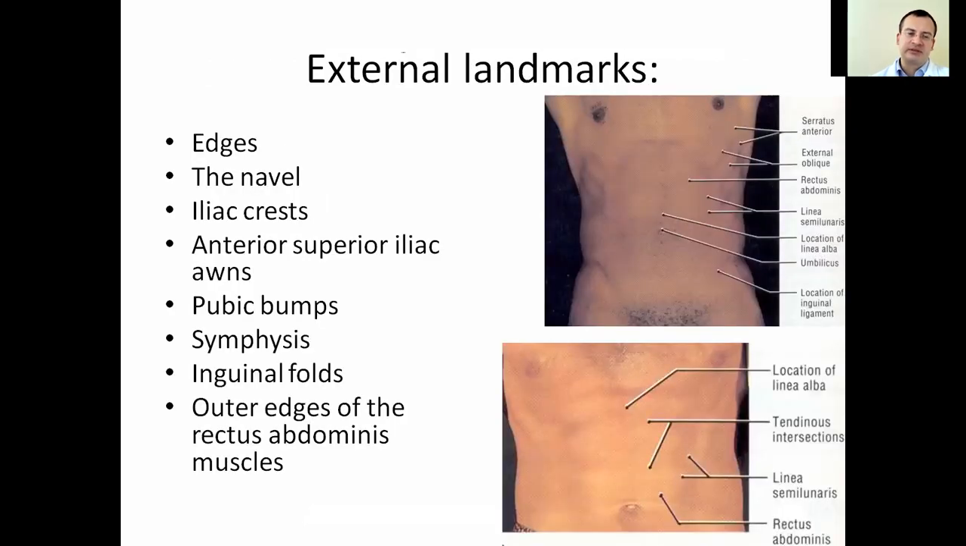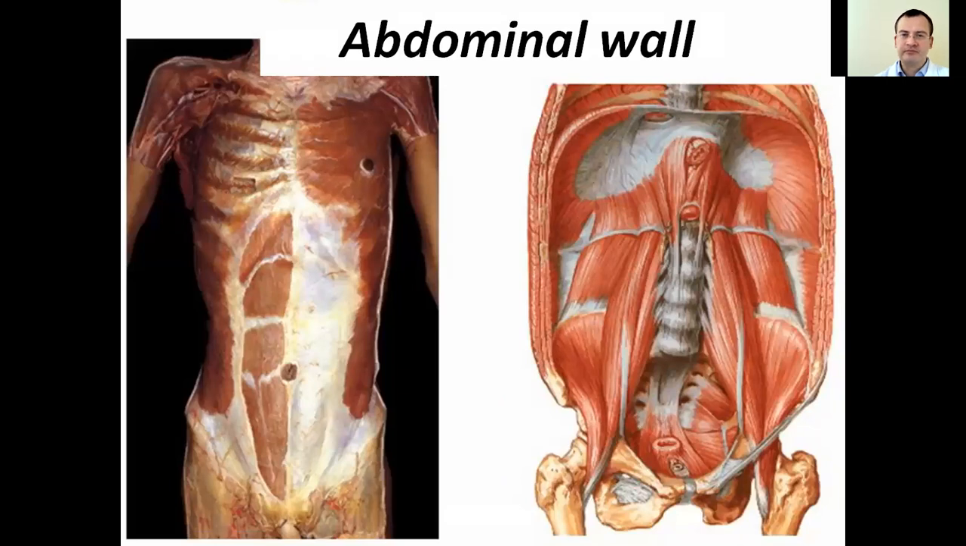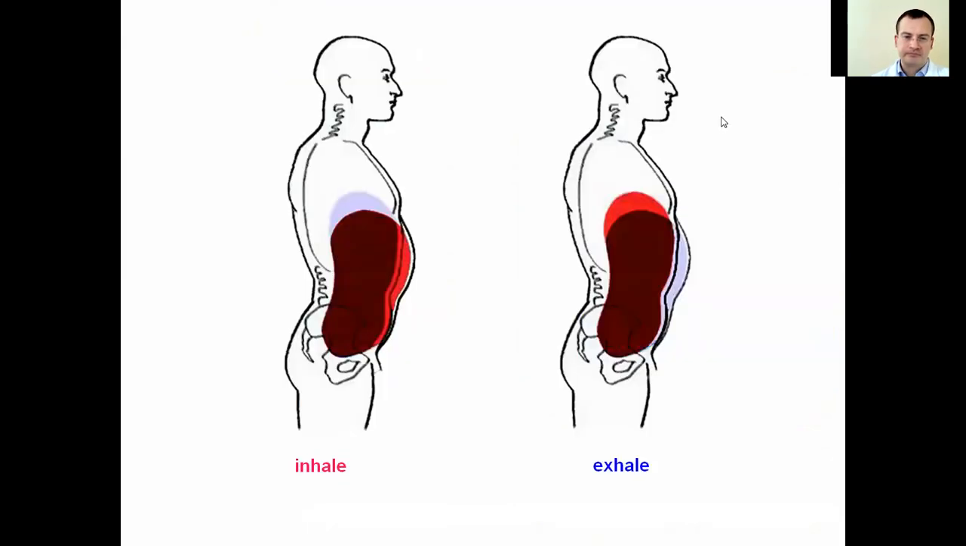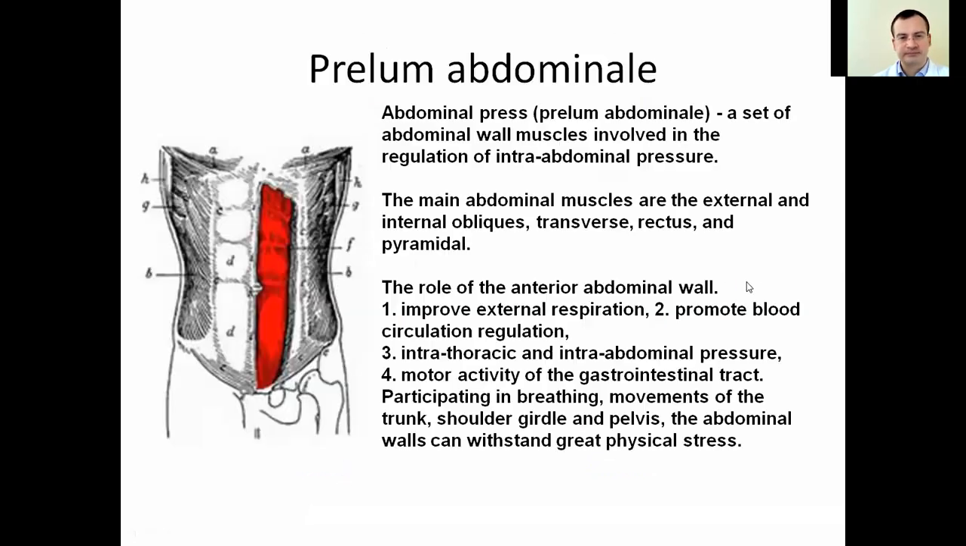External landmarks: the ribs, the navel, iliac crests, anterior superior iliac spines, pubic tubercles, symphysis, inguinal folds, and outer edges of the rectus abdominis muscles. It also depends on whether it is inhale or exhale.